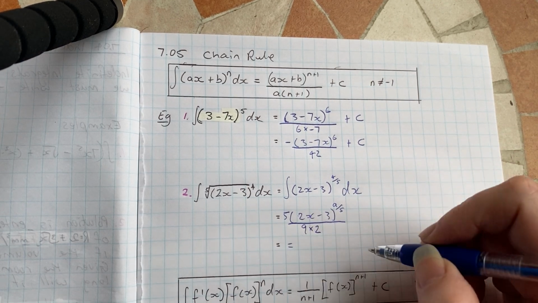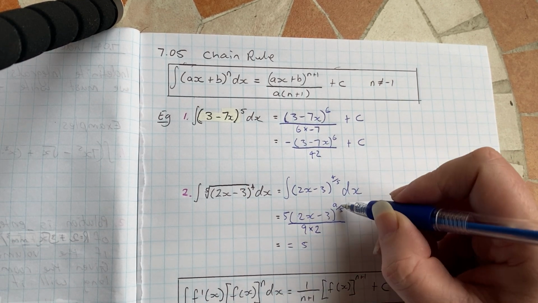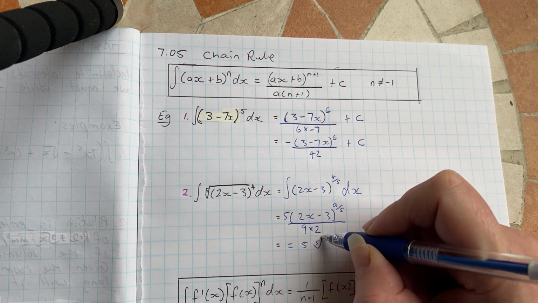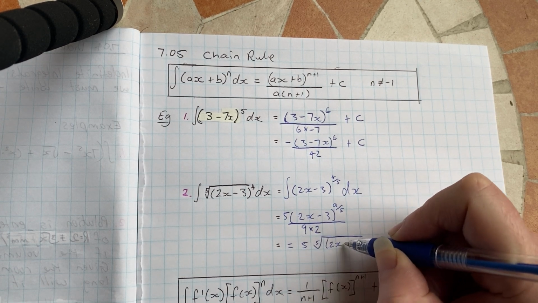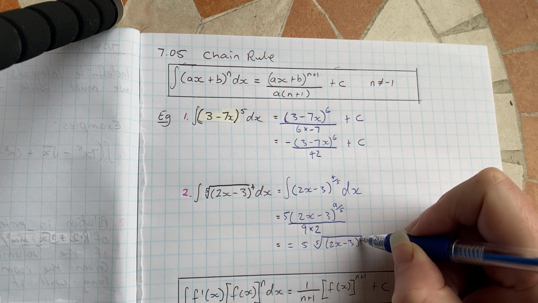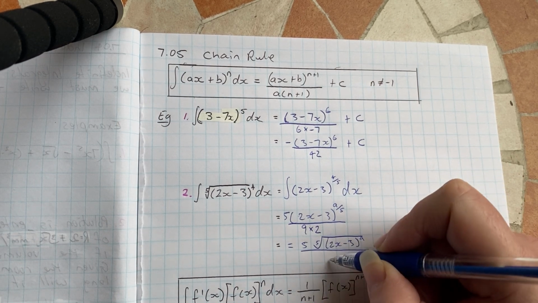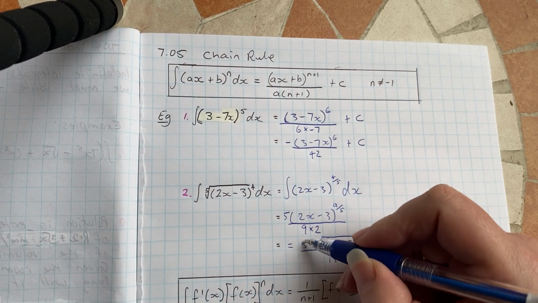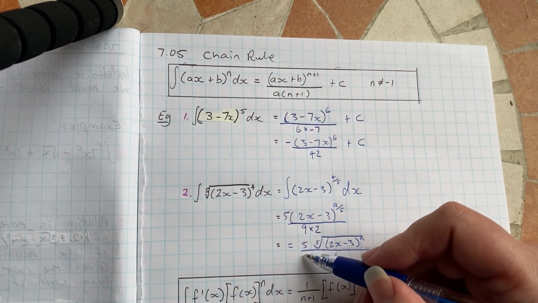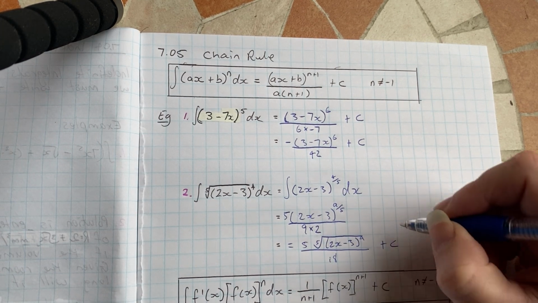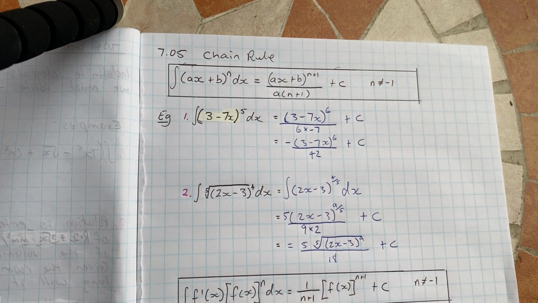So if I tidy that up a little bit, I'll put it back into surd form: 5 times the ninth root... (2x minus 3) to the power of 9, all over 18. You can just put the 18 under the 5 only if you want to, so just 5 on 18 times that. Forgot those plus c's again.